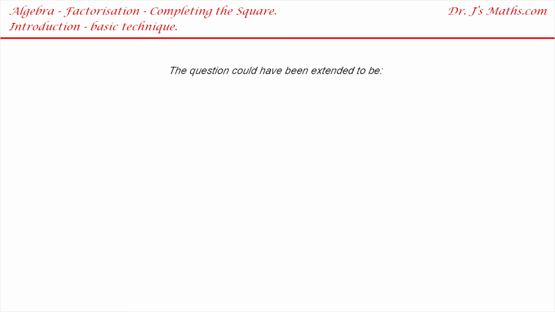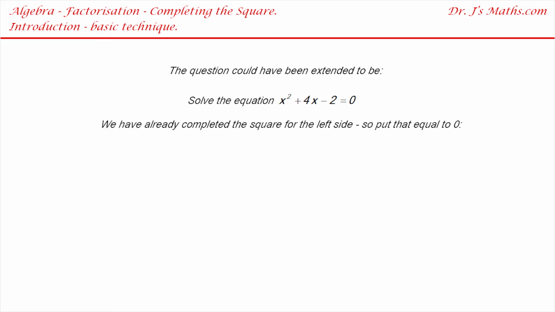Now we could have extended that question. Instead of using an expression, we could have gone to an equation. In other words, the problem would now be: solve the equation x squared plus 4x minus 2 equals 0. Well, we've already completed the square for the left side, so let's just put that equal to 0. Take the 6 across to the other side. We have x plus 2 all squared equals 6. Take the square root of both sides. X plus 2 equals, whenever we square root, we always use plus or minus, so it's plus or minus root 6, and then subtract the 2 from both sides, so our solutions to the equation are x equals minus 2 plus or minus root 6.